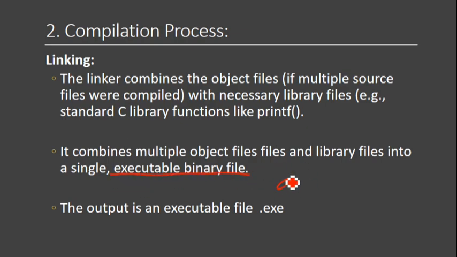which is stored in the disk, or secondary memory. So after the linking stage, the output is what? The .exe file. The executable binary code is stored in the hard disk, or secondary memory or auxiliary memory.